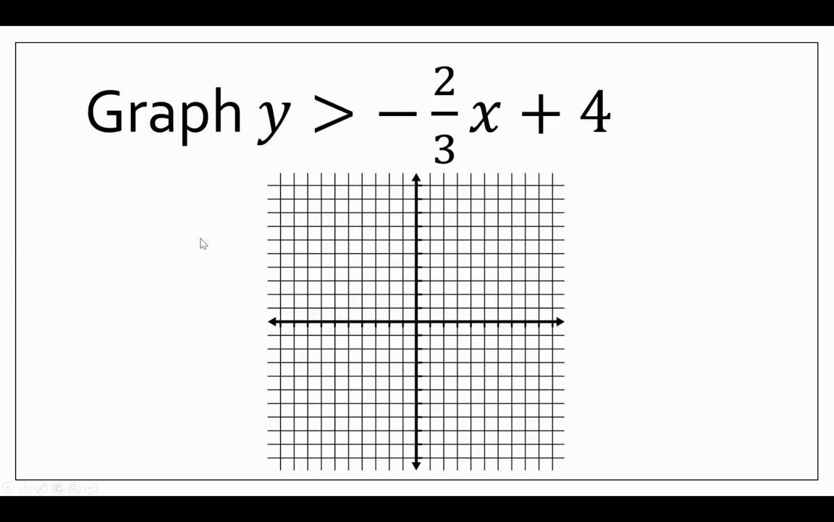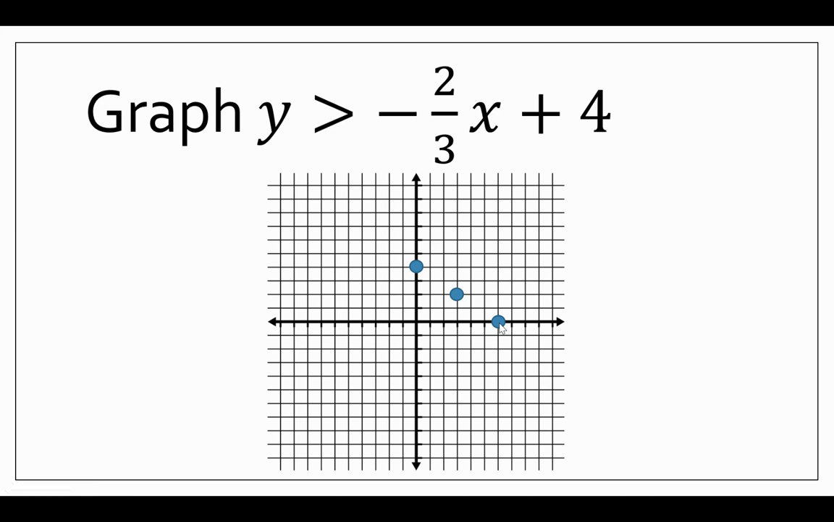First things first, we're graphing just like we would normally graph. Here's y is greater than negative 2/3 x plus 4. Find the y-intercept. That is going to be 0, 4. So we put a 0, 4 dot, and then our slope is negative 2/3. So we're going to go down 2. Remember, it's rise over run, so negative 2, and then to the right 3, and then negative 2, and to the right 3. We'd like to plot at least 3 dots.